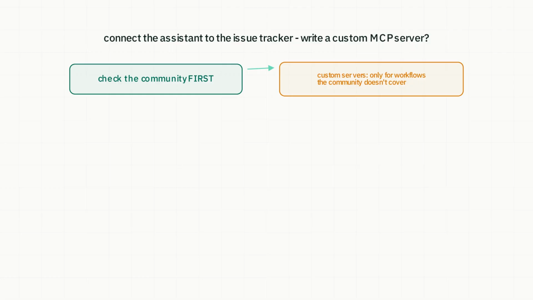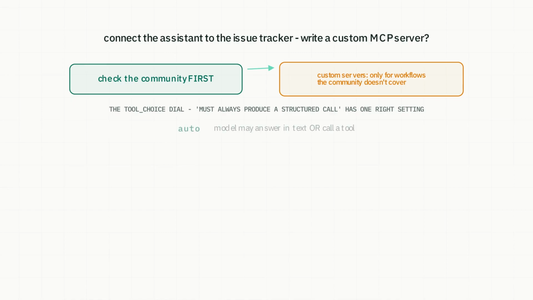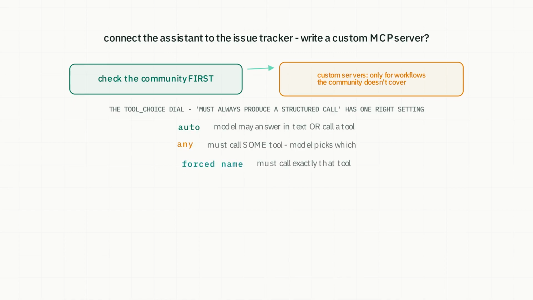And know the selection dial. Tool choice set to auto lets the model answer in plain text or call a tool. Set to any forces some tool call. Forcing a specific name compels exactly that tool. Scenario questions hand you a requirement. The model must always produce a structured call here, and watch whether you know which setting delivers it.